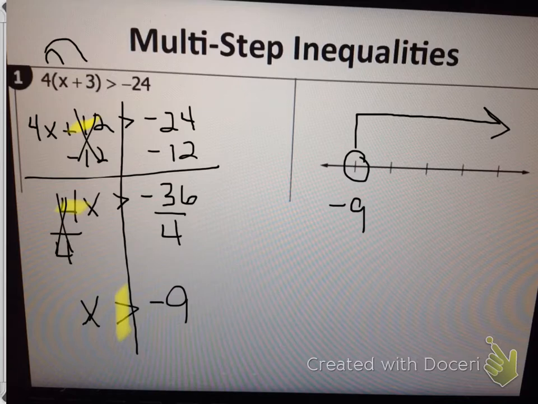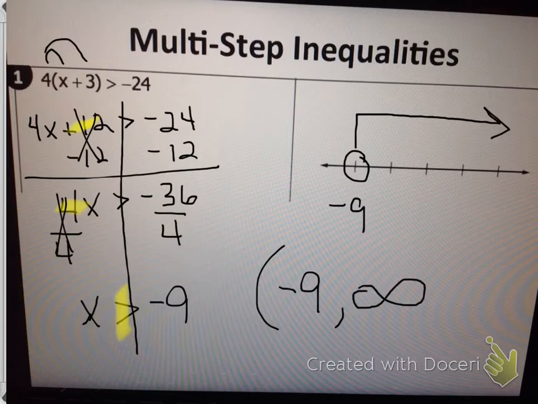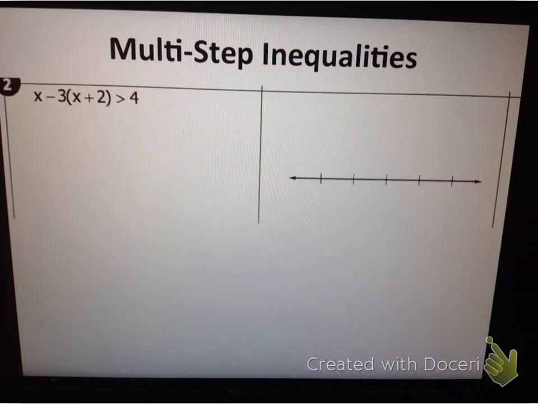Now, where interval notation comes in, we're starting at negative 9. It's going to be on the left because we're not moving to the left with our arrow. So we're going to put a parenthesis to represent the fact that we're not including negative 9. And then our answers are going to go up to positive infinity. That's interval notation. Now again, with number 2, I want to show you another example.